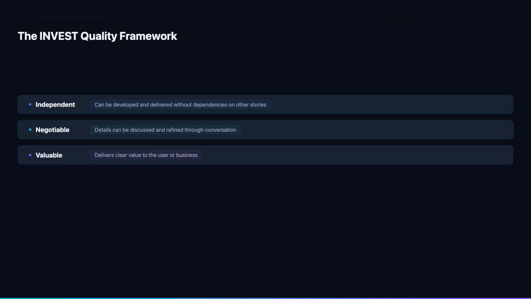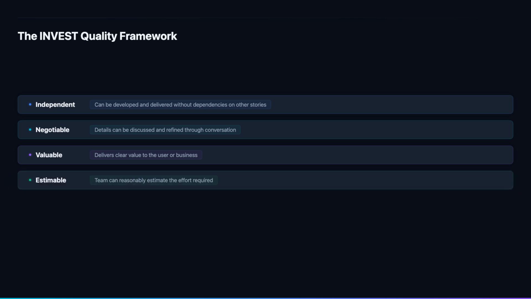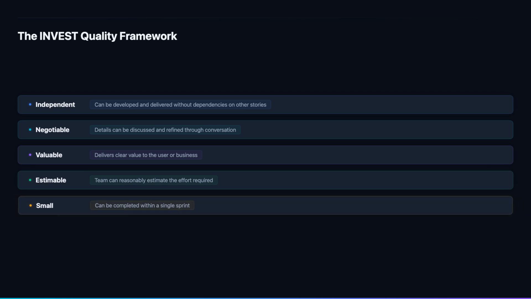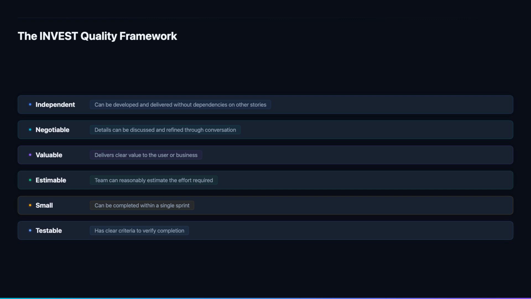Every story must answer the question, what value does this deliver to someone who matters? If a story cannot be estimated, it usually means we need to break it down or gather more information. Small stories reduce risk and give us frequent opportunities to deliver and get feedback. Testable stories ensure that everyone agrees on what success looks like before work begins.